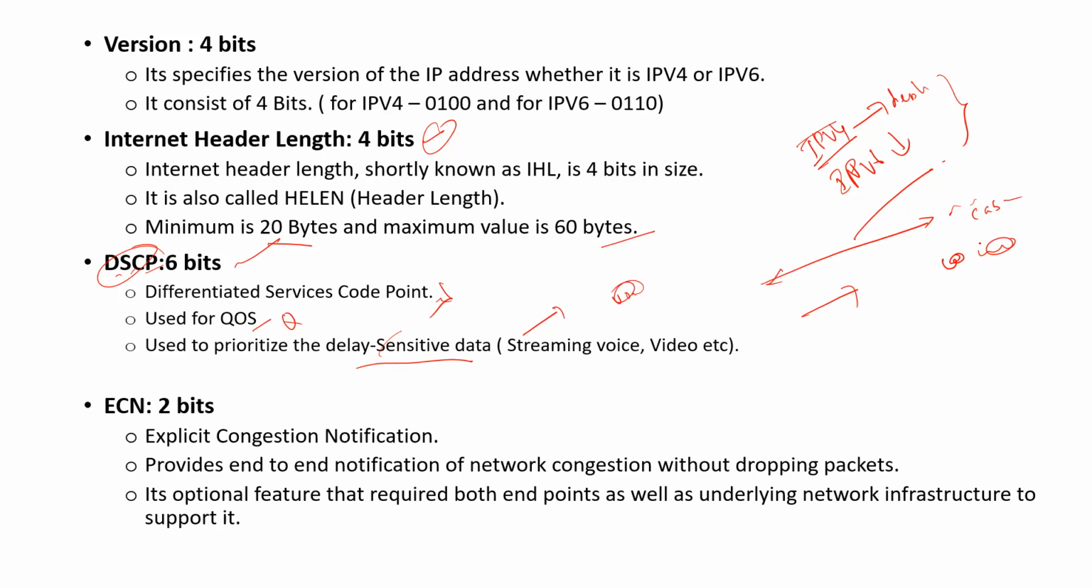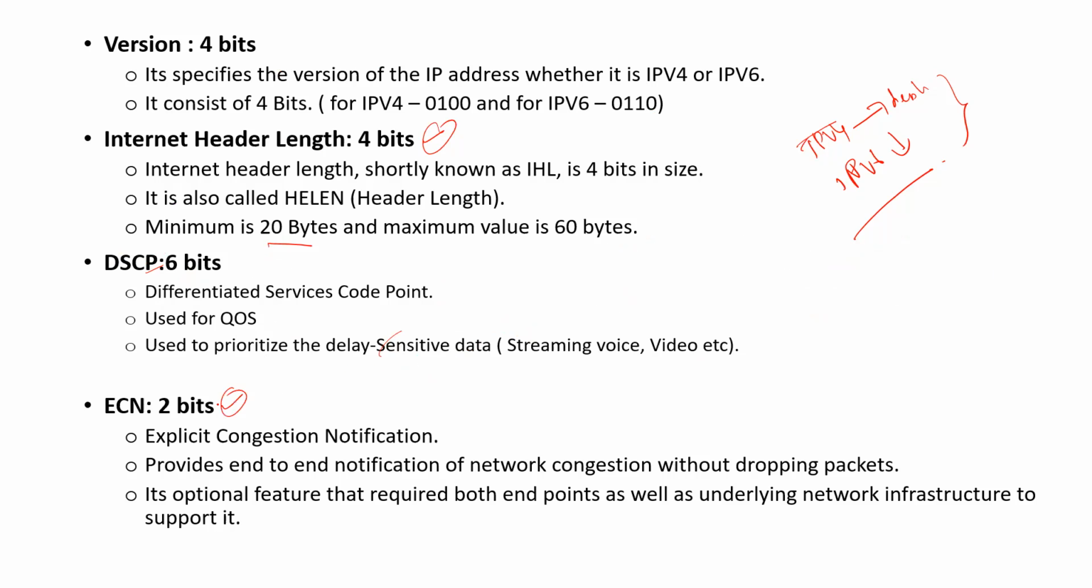There is a delay in the communication between you and the receiver. So at the point of streaming voice and video, DSCP will be used to prioritize the sensitive data. In general we won't do all these things manually, but on the back end all of this is going on. That's what we need to remember.